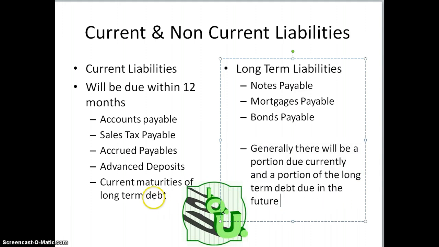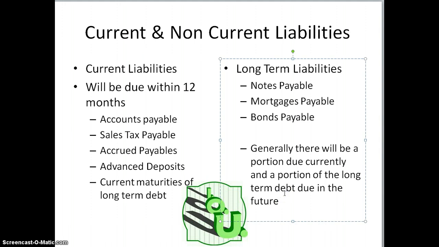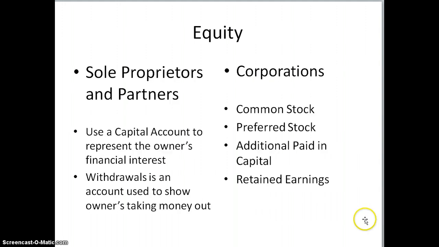So we break it up. What's due this year goes in current, what's due in the future goes in long-term. Some other examples of long-term liabilities are notes payable, which is kind of like your business loan; mortgage payable, which is on real estate, which you are probably very familiar with; and bonds payable. Bonds payable you can get through selling debt to individuals, to the general public. And you're usually a very large corporation if you have bonds payable.